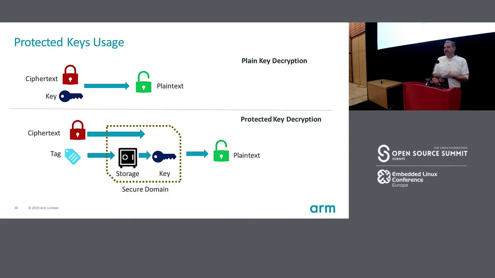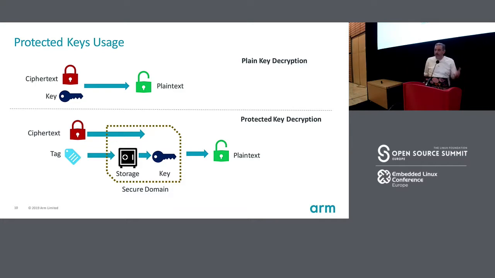So basically, let me iterate again, how does this work? We have our, say, ciphertext that we want to decrypt. Of course, it can also work the other way around. And we have the key. Normally, we would give the ciphertext and the key and ask for the plaintext.